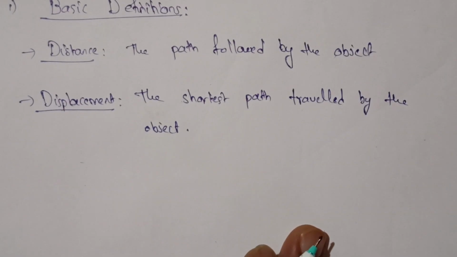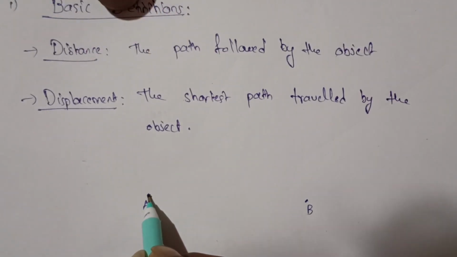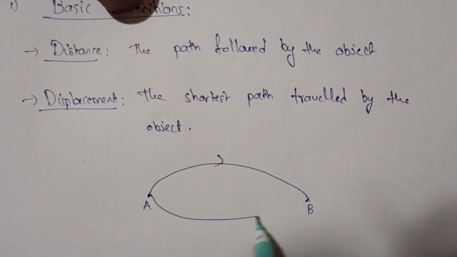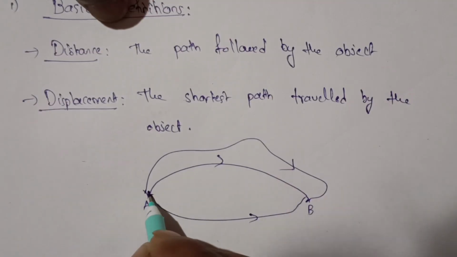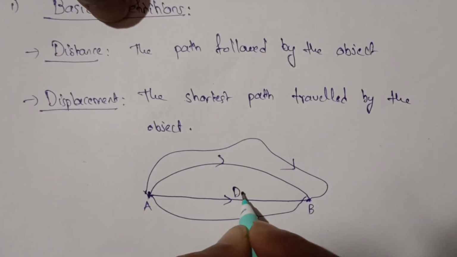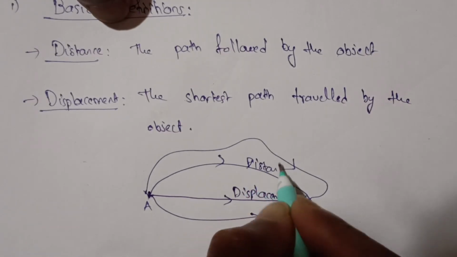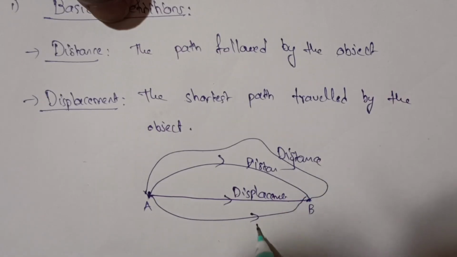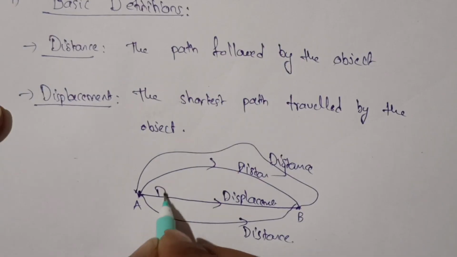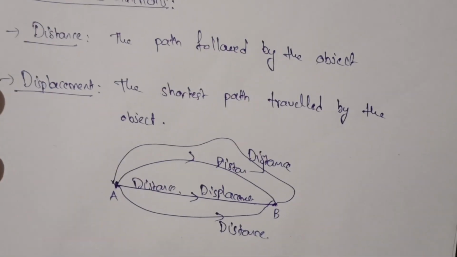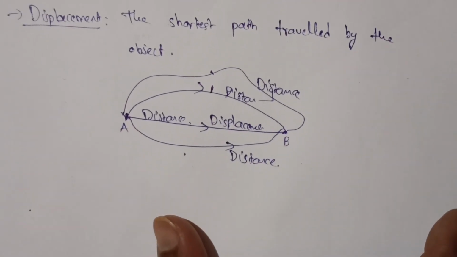Here we can find that suppose this is point A, this is point B, and the path is like this, or like this, or like this. We have different paths, and this is the only shortest path, so this will be the displacement, and all these are distances. Keep one point in your mind, this is also distance, but these are not at all displacements.